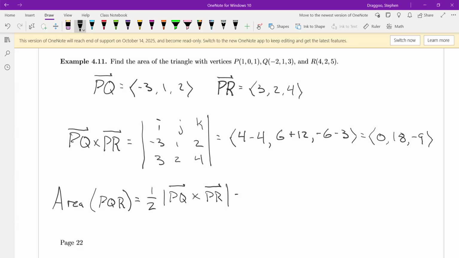So I need to get the area or the magnitude of that thing, which looks like it's going to be 1/2 times the square root of 0 plus 18 squared plus 9 squared.